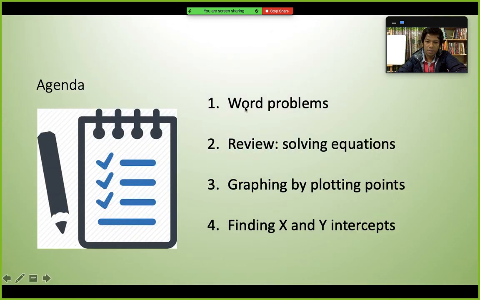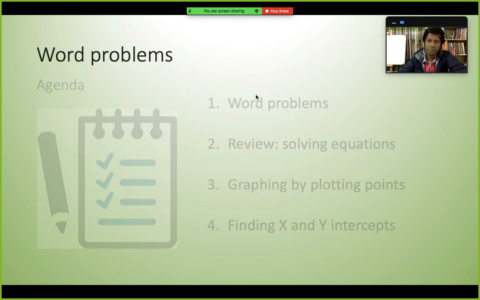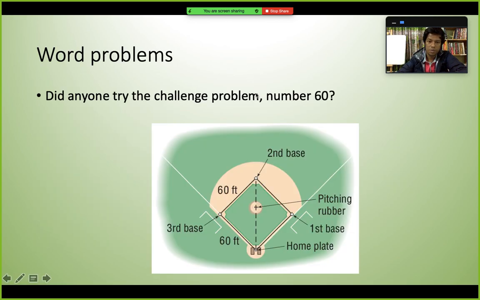These are our agenda: word problem review, solving equations, graphing by plotting points, finding x and y intercepts. This word problem is from our previous lesson. If you have tried it, then you will actually know this one. This is question number 60 from our book. This is a challenge problem in the book.